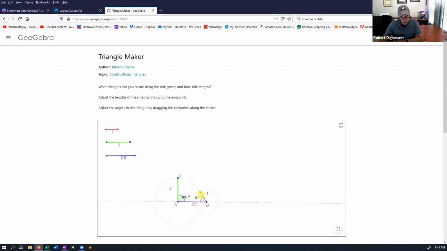And then this angle here, we need the angle. So this side's 2. I need this angle right here to be 50 degrees. I can't make it 50. Close enough. So if I try and make this side, see, all I can change now is this side.